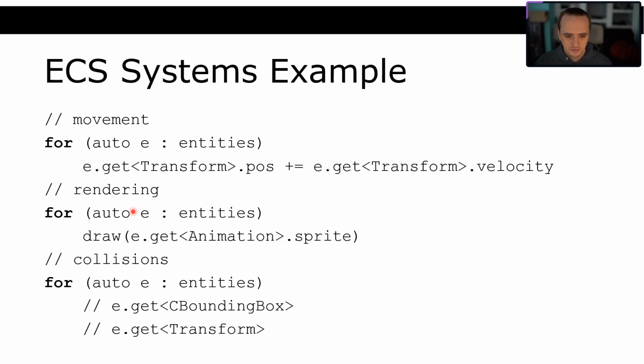In rendering, all we do is we care about the animation sprite, and we just draw that to the screen, right? Maybe we care about the transform component as well. In the collision system, we're just getting the bounding box, and we're getting the transform. We don't care about the sprite. We don't care about the lifespan. We don't care about any of that stuff, right?